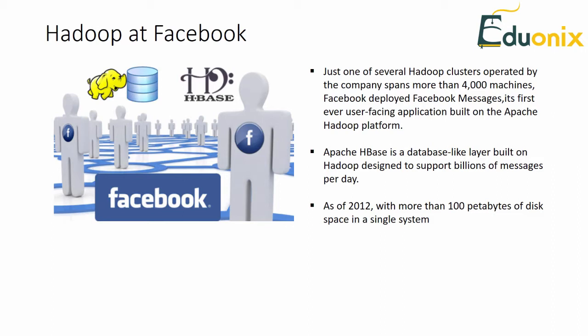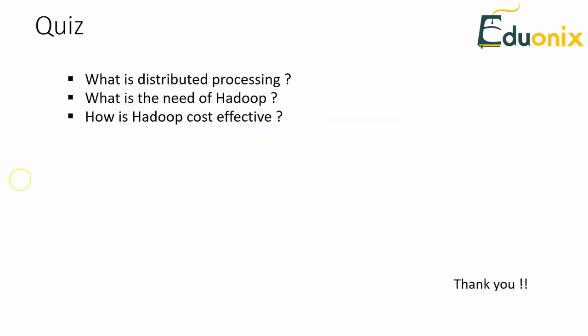In this presentation, we understood the concepts of Hadoop and its implementation and growth at Facebook. Let's see if we understood well from the quiz in the next slide. What is distributed processing? What is Hadoop? And how is Hadoop cost effective and how is it playing a bigger role in the major internet companies?